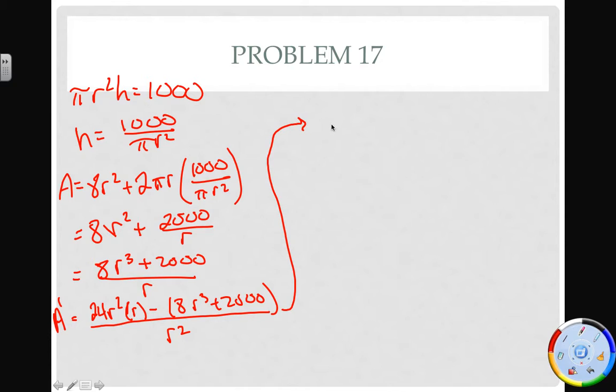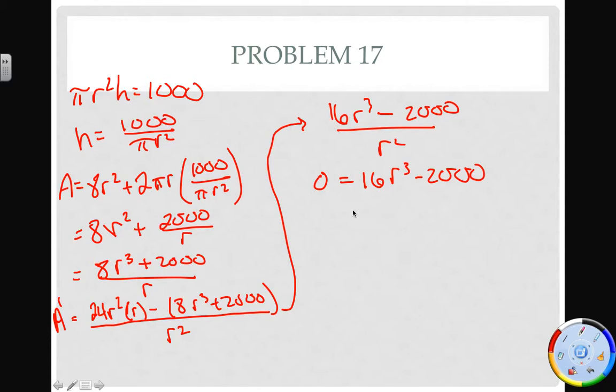I get, for my numerator, 24r cubed minus 8r cubed, which is 16r cubed, minus 2,000 over r squared. I want to know when this thing is 0, so I want to know when is the numerator equal to 0. And I get r cubed is equal to 2,000 divided by 16. I get 125. Oh, that's nice because 125 is a cubic number. So r is equal to 5.